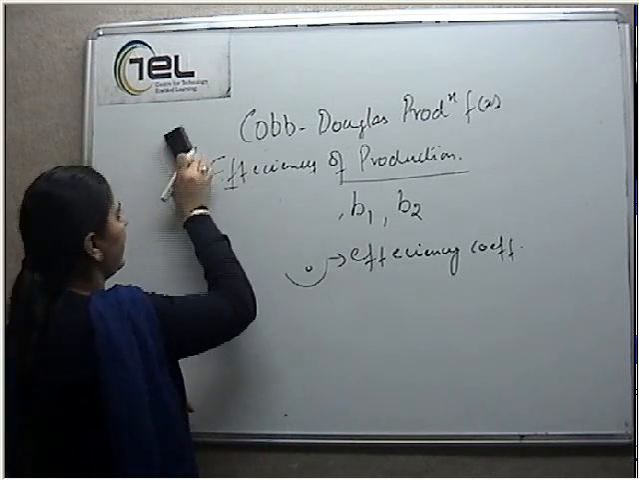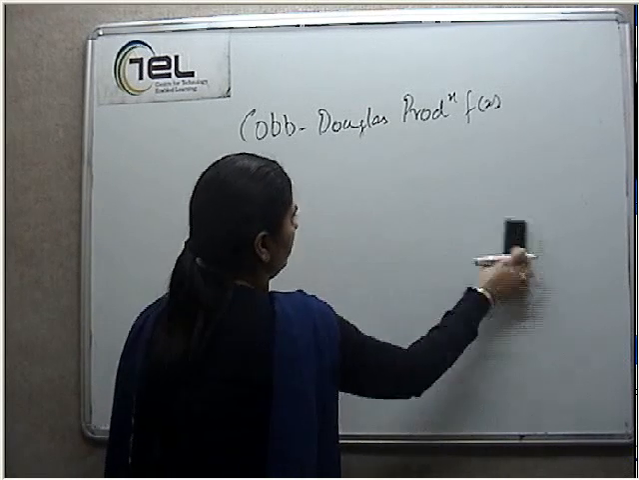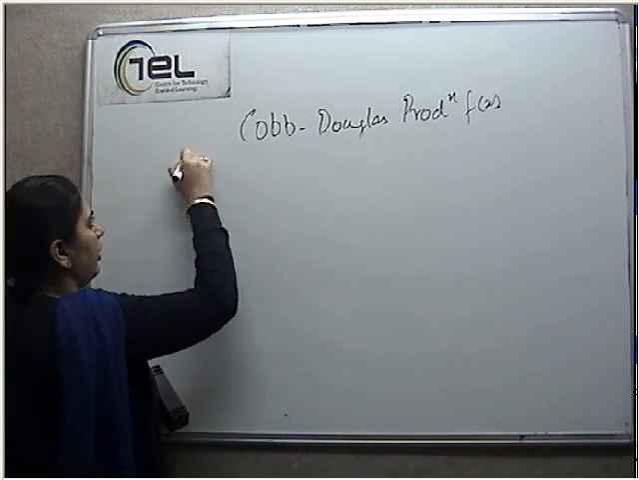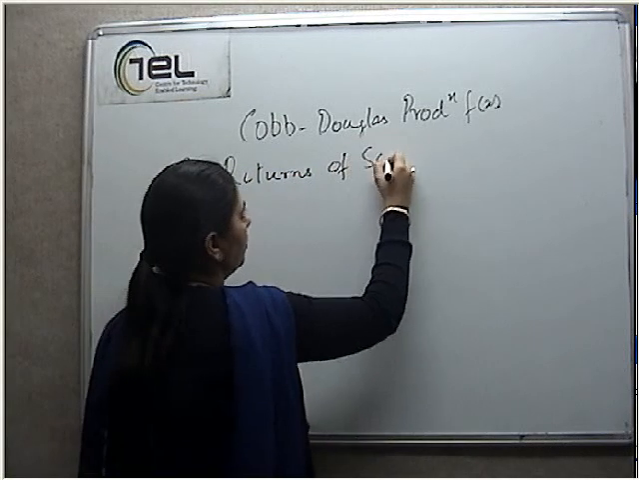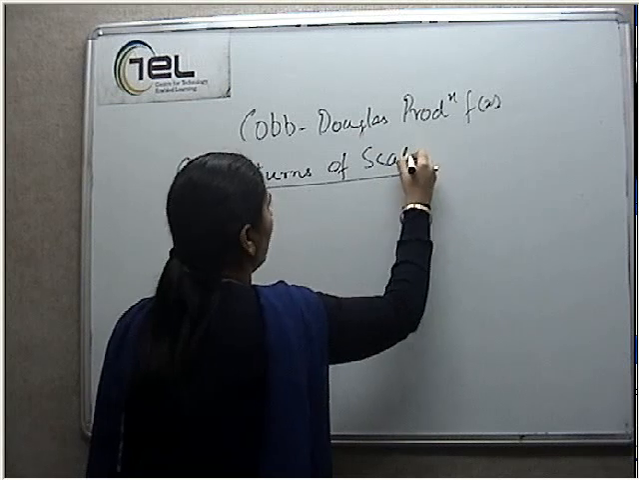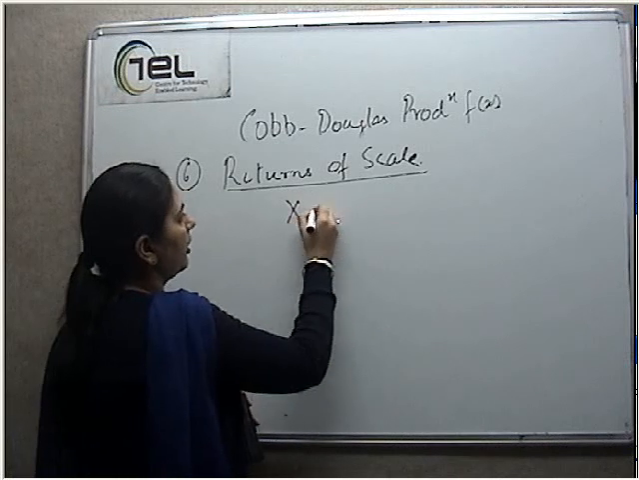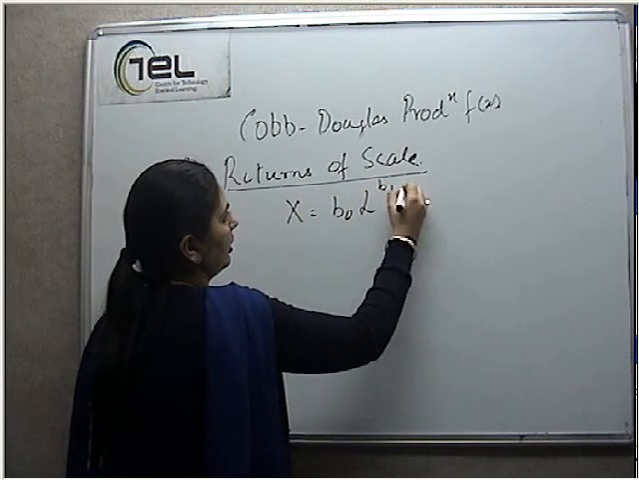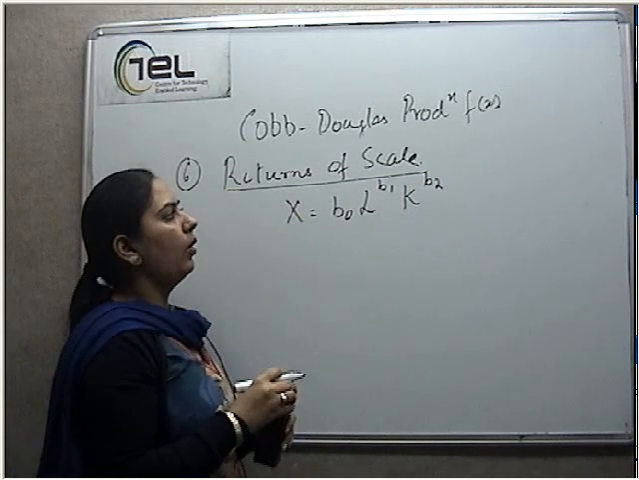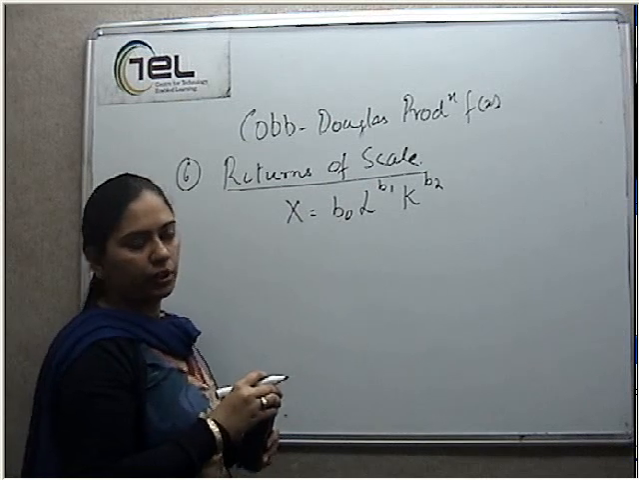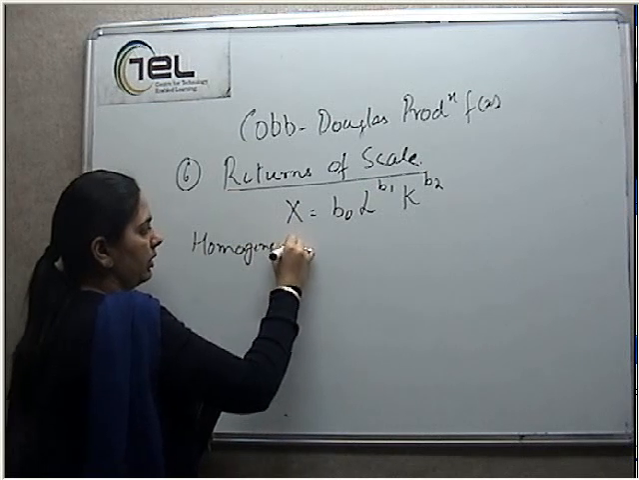Now the last property, that is the sixth property of Cobb-Douglas production function, would be returns to scale. That is, how do returns to scale work in case of Cobb-Douglas production function. Now we all know Cobb-Douglas production function is written as B naught L^B1 K^B2. And we say this Cobb-Douglas production function is a homogeneous production function.